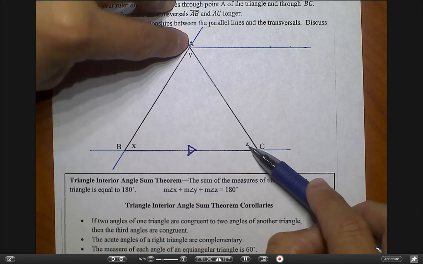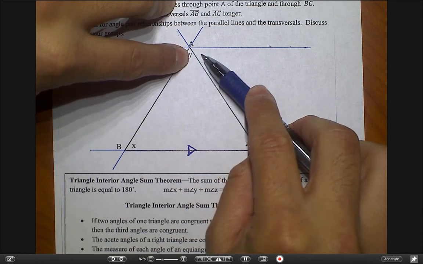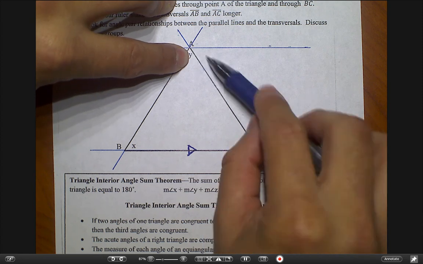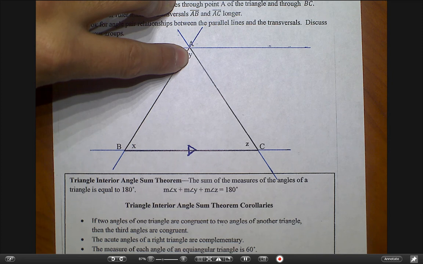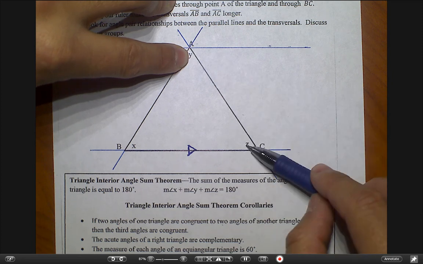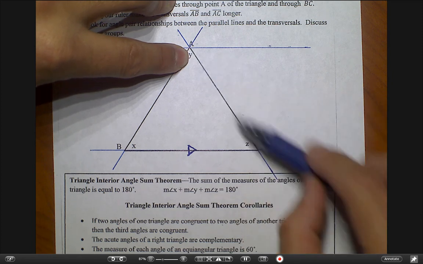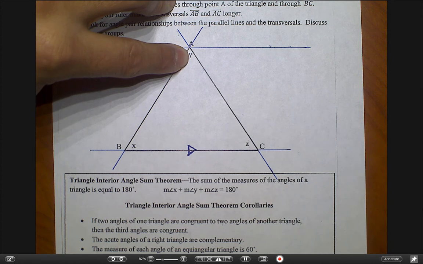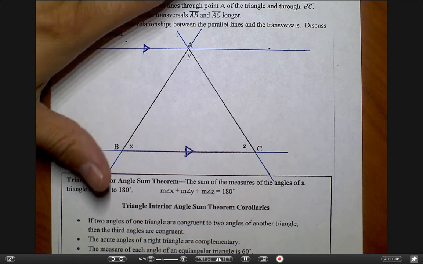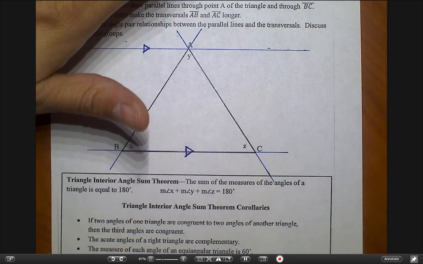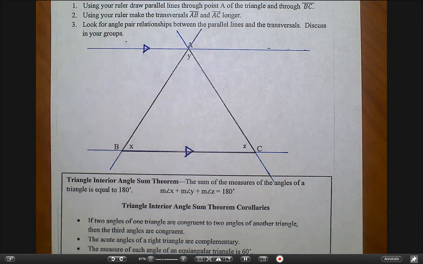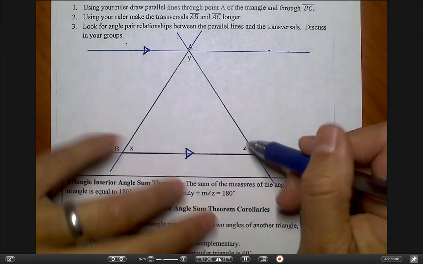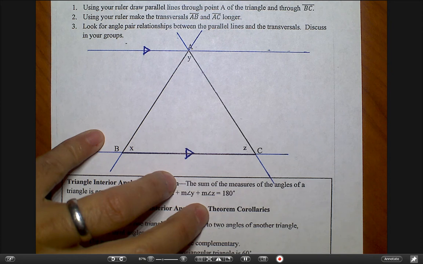So this angle and this one over here, this outside of Y, what types of angles are they? Are they between my parallel lines? Yes. So what is their relationship if they're between those parallel lines? Excellent. Alternate interior angles. Now, we know that alternate interior angles are what? Are they congruent or supplementary? They are going to be congruent, not supplementary.